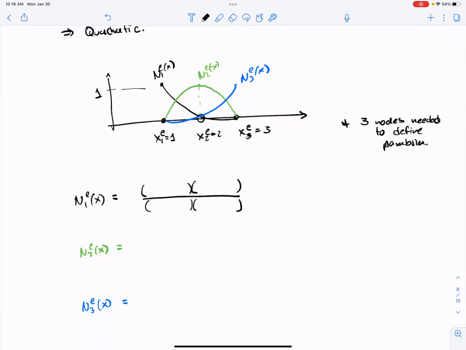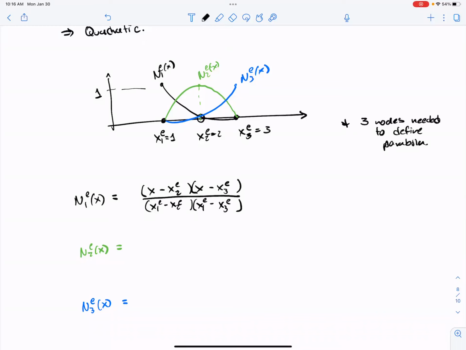I don't know if the hint helped, but basically for N1, we need it to be 0 at the middle and at the end. So what we need here is x minus x2 and x minus x3. If you do that, whatever x2 and x3 are, you guarantee that it will be 0 at those 2 points. And then the only thing that we need to make sure is that it is 1 for x equals x1. So for that, all we need to do is just normalize by the corresponding value.